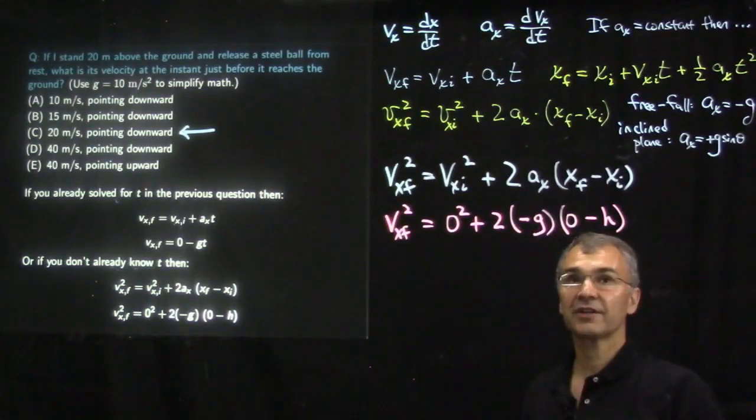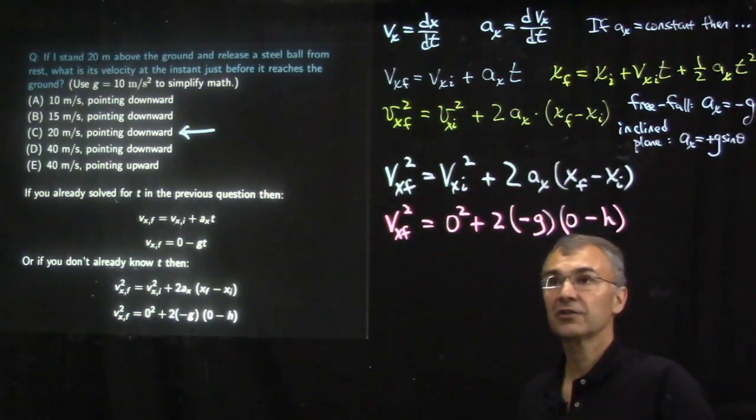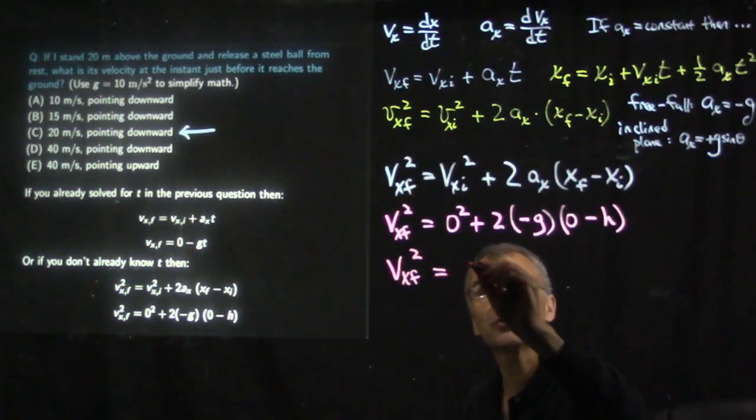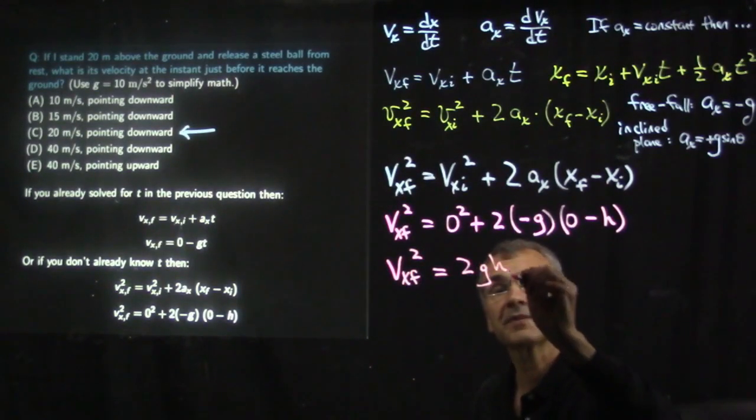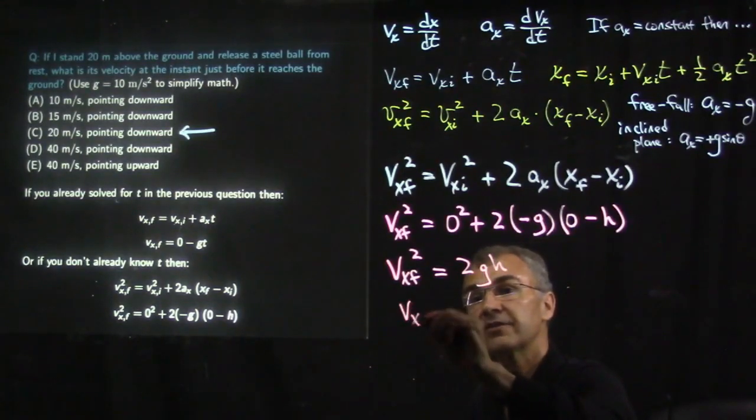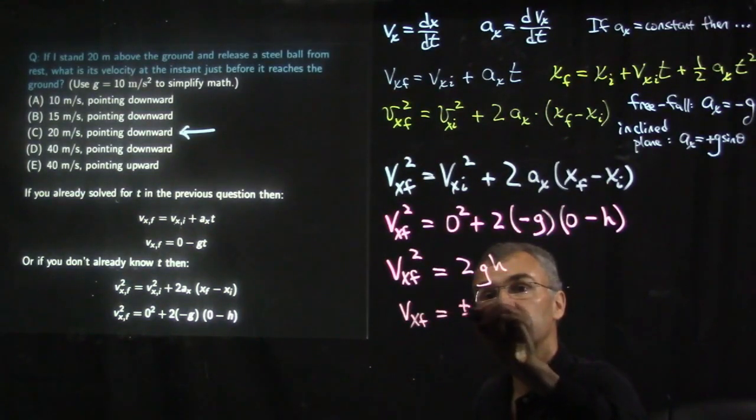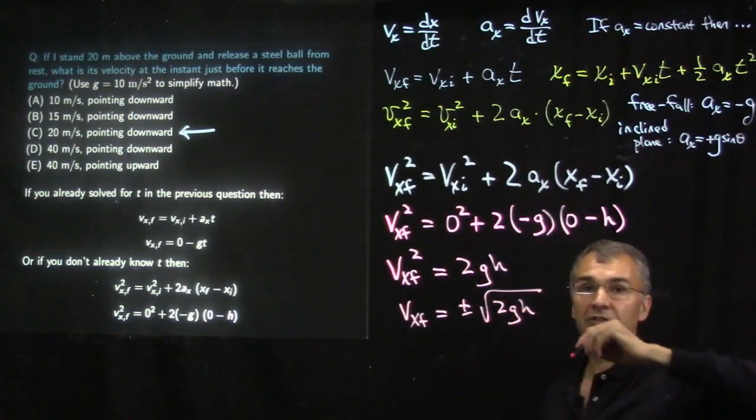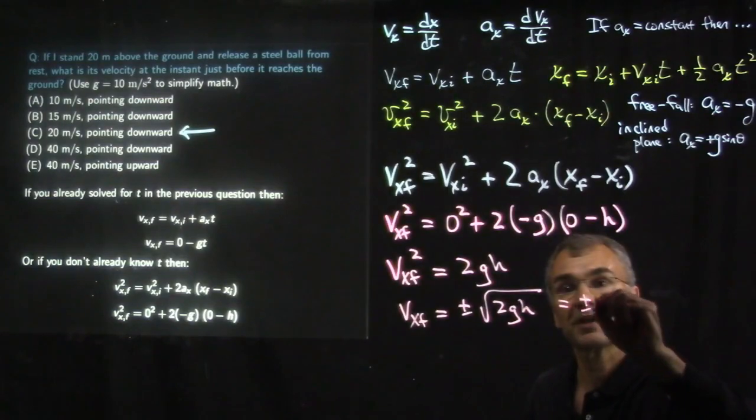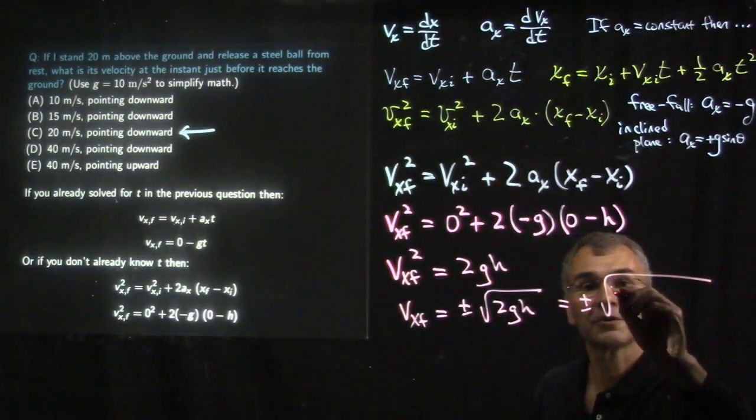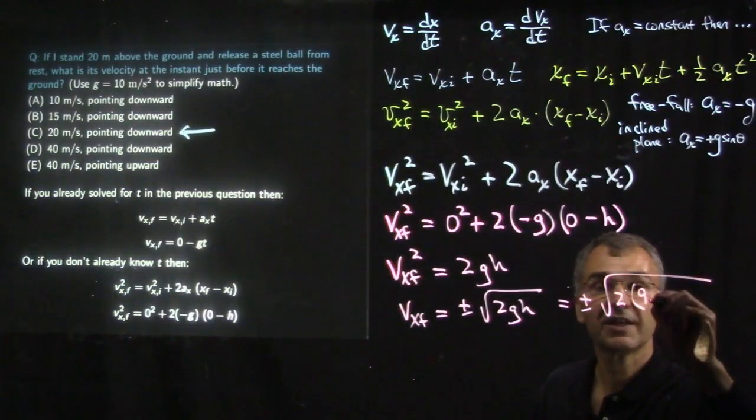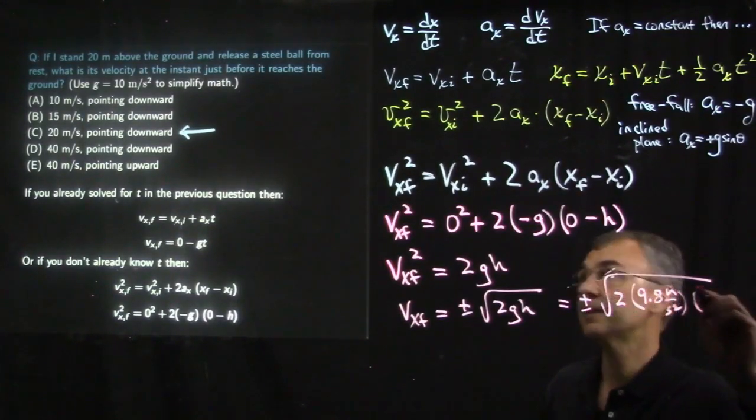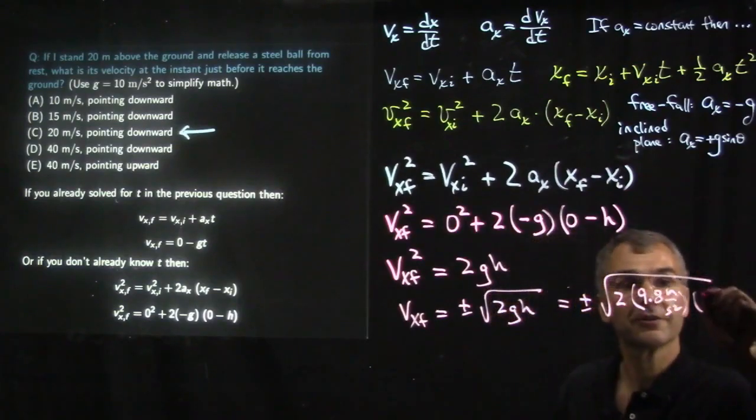So the two minus signs cancel, and this 0 disappears. So we get Vx final squared equals 2gh. Vx final is plus or minus the square root of 2gh. So that's plus or minus the square root of 2, and then we could say 10, but let's say 9.8 meters per second squared, and then 20 meters.